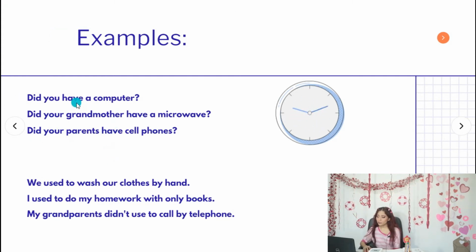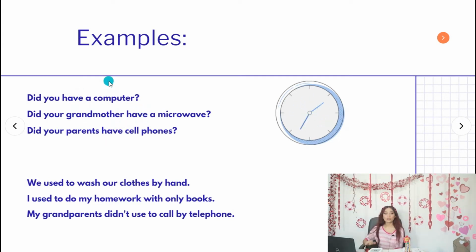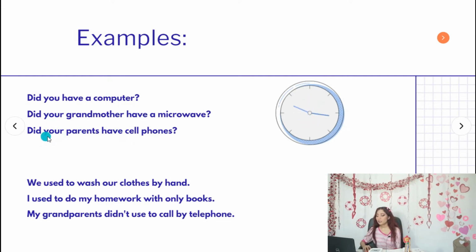So I used have in the three examples, but you can also use different verbs. Did your parents have cell phones? Okay, we have did, subject, and the verb in present or base form. So what about the used to examples? We used to wash our clothes by hand. We have, of course, the personal pronoun or the subject, and then we write used to. And the next verb is wash.